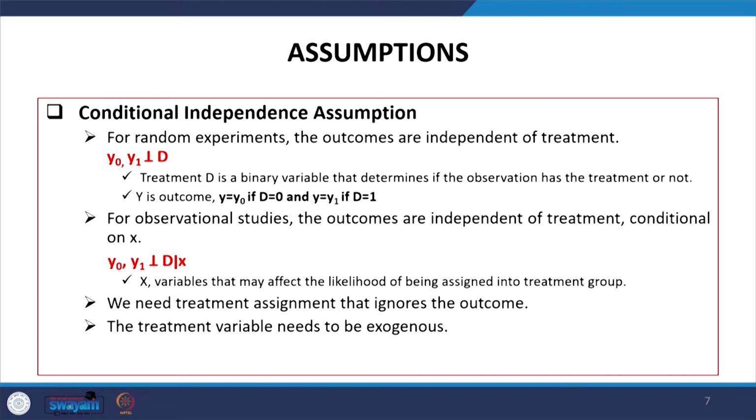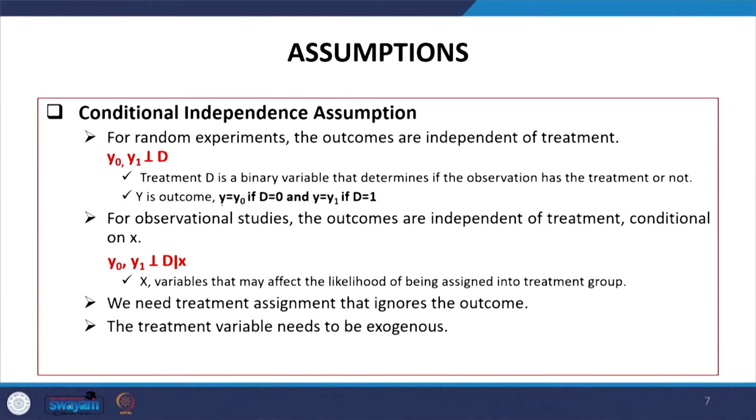In the case of experimental design, we know that the model is like y0, y1, which are the outcomes in two categories given the extent of treatment. The treatment is a binary variable that determines if the observation has the treatment or not. Y is the outcome, and y is equal to y naught if it is the base output, that means there was no treatment. If it is the new output, that is due to the treatment. So, treatment is considered to be 1 here, and here treatment is 0.